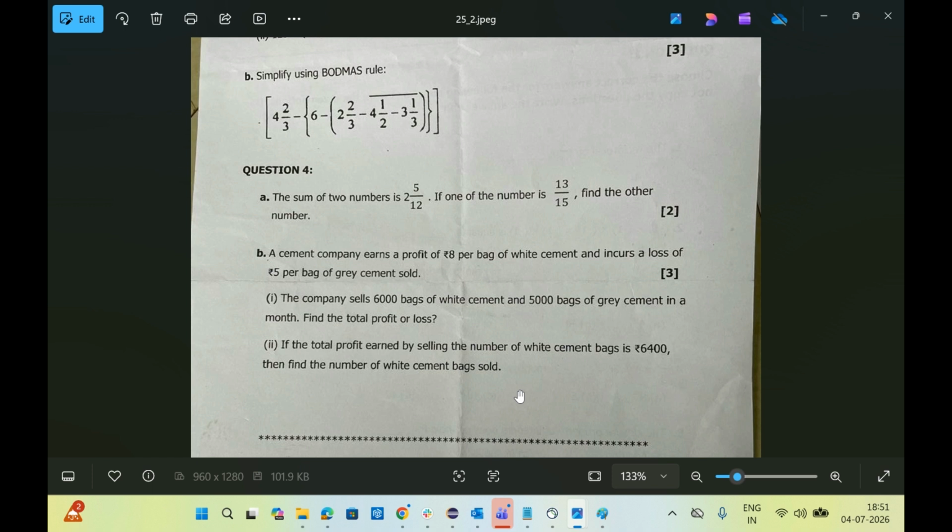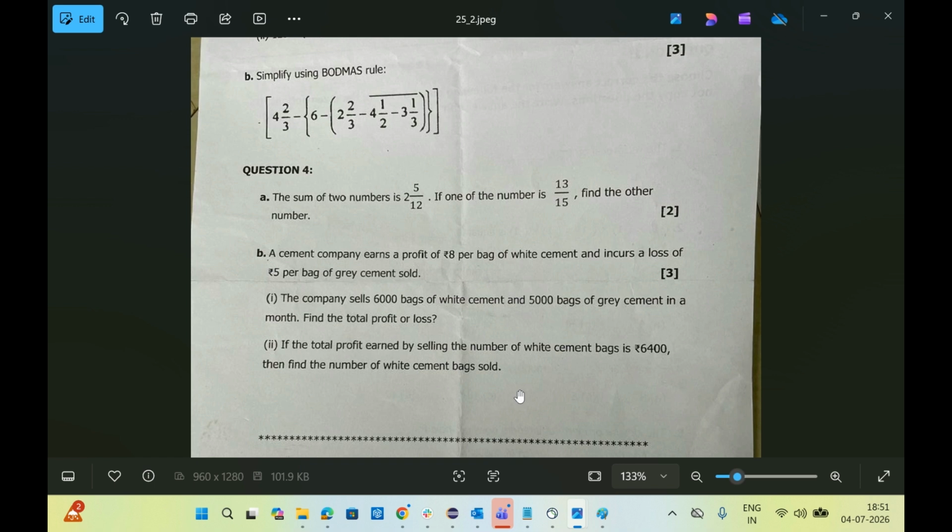He did not give that. He just gave the total profit. But for one bag, he's getting 8 rupees. That means how many bags should he have sold such that he got 6,400? How many did he sell? Sir, 800. You have to just divide 6,400 by 8. Yes, sir, 800. 800 bags he sold. So this type of question will also come.